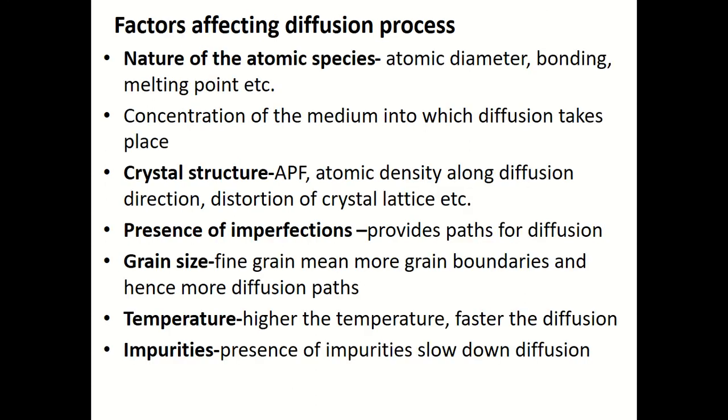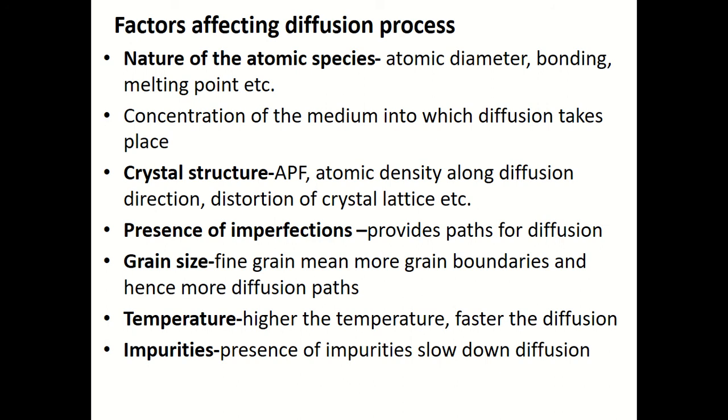And another important topic is the factors affecting the diffusion process. There are different factors which affect the diffusion process, I mean the migration of atoms from one metal to another. One is the nature of the atomic species, such as atomic diameter, the bonding between the atoms, and the melting point, which all depend on it. Second is the concentration of the medium into which the diffusion takes place.